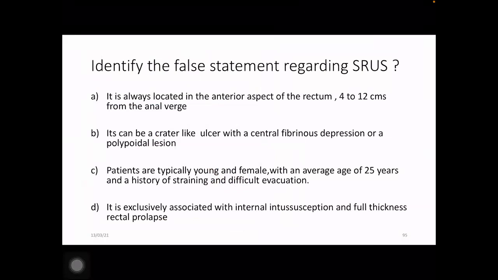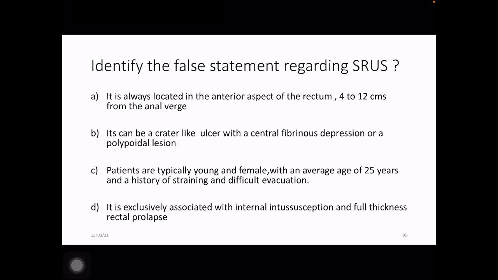syndrome. First, we'll start with the MCQ for this. Identify the false statement regarding solitary rectal ulcer syndrome. It is always located in the anterior aspect of the rectum, 4 to 12 centimeters from the anal verge. True or false? True. It is true. Okay, so solitary rectal ulcer syndrome is located in the anterior aspect of the rectum, and the distance is mentioned in the textbook, 4 to 12 centimeters from the anal verge. So remember, every point is important. It has been asked so many times in MCQs, SRUS.